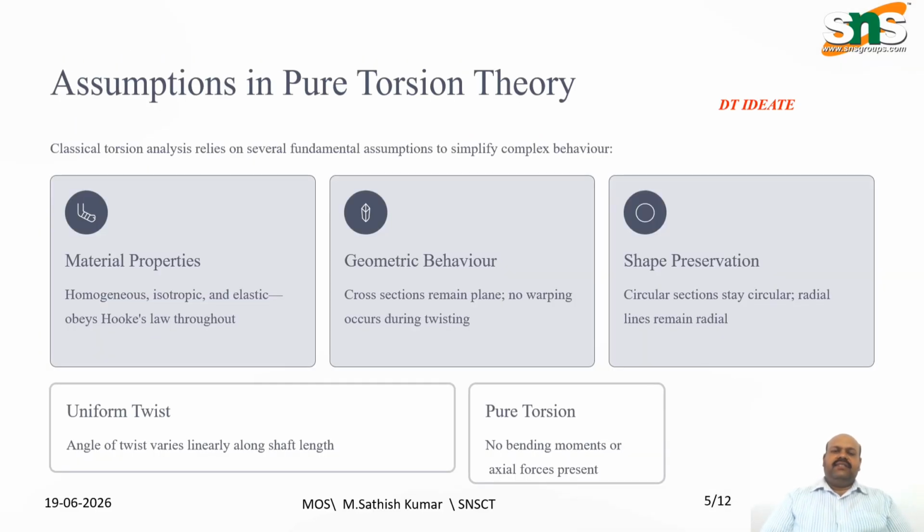So what are the assumptions we normally make in this pure torsion theory? This classical torsion analysis relies on several fundamental assumptions to simplify complex behavior. One is material properties: homogeneous, isotropic, and elastic, obeying Hooke's law throughout. Geometric behavior: cross sections remain plane, no warping occurs during twisting or after twisting. Shape preservation: circular sections stay circular, radial lines remain radial. Uniform twist: angle of twist varies linearly along shaft length. Pure torsion: no bending moment or axial forces present.